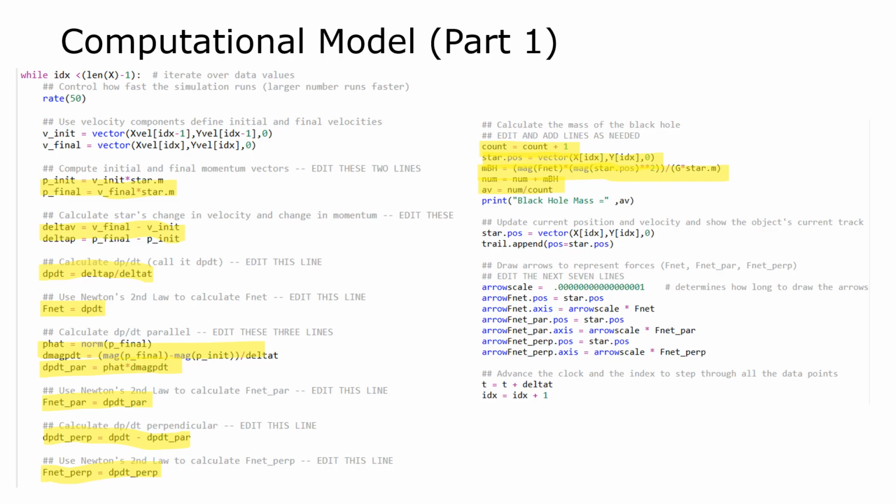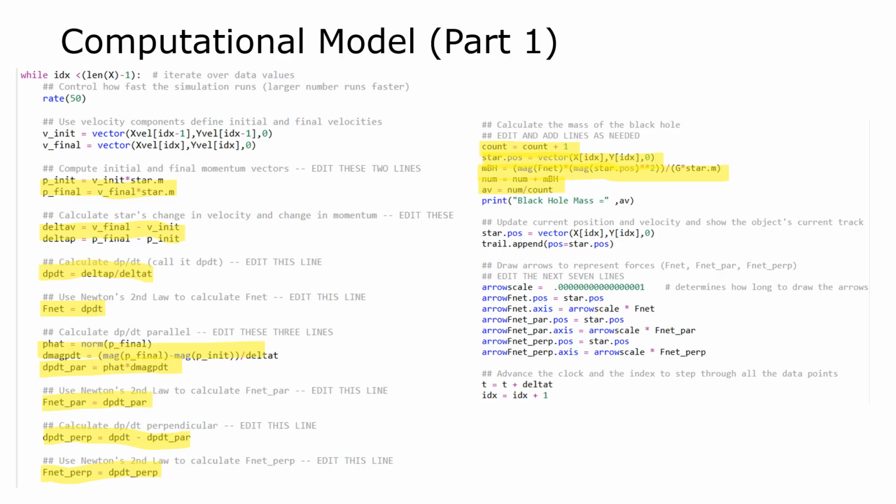Then we've calculated delta V and delta P, and then finally we calculated dP/dt, which is just delta P over delta T. After this, we could get into the forces, F net being dP/dt, which is given by Newton's second law, and then using F net, we found F net parallel and F net perpendicular to find all these components of the forces.